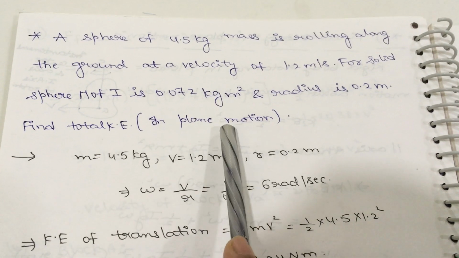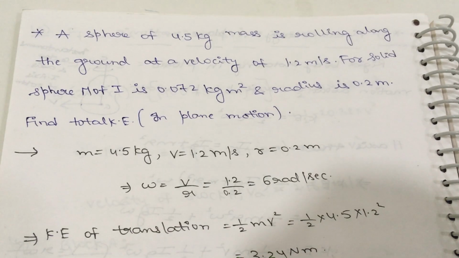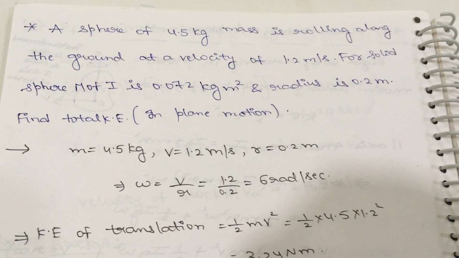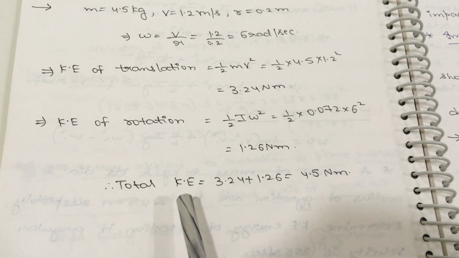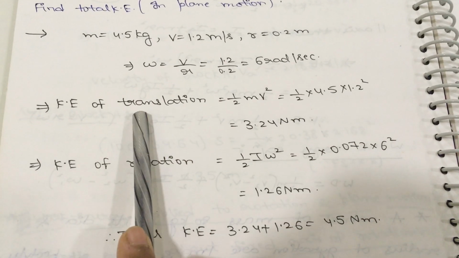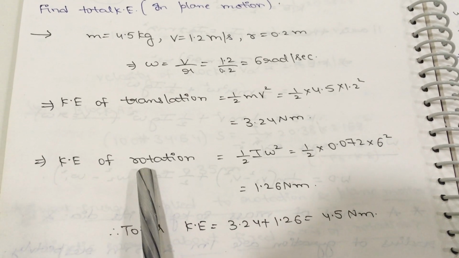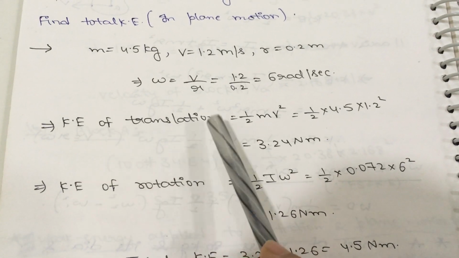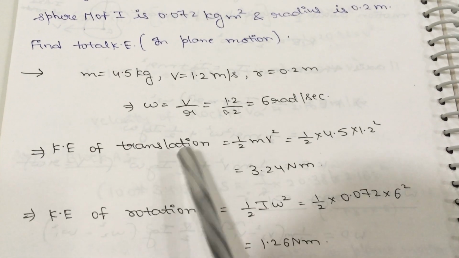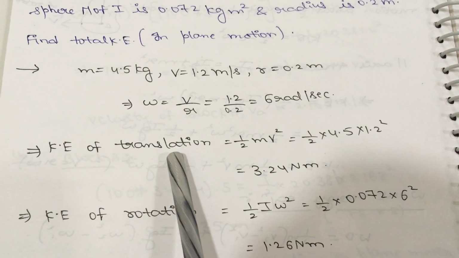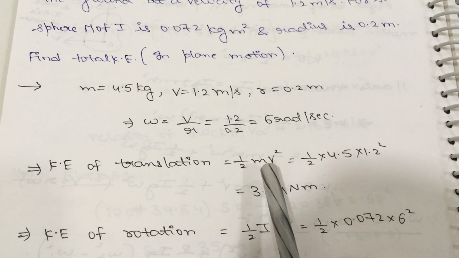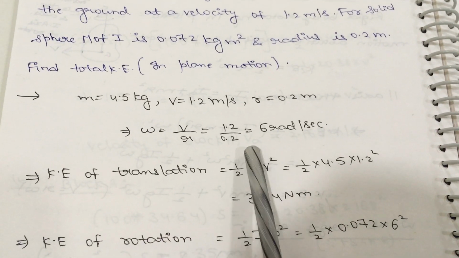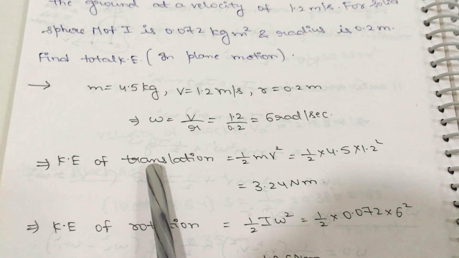Total kinetic energy in the plane motion is nothing but summation of kinetic energy in terms of the translation motion and rotational motion. So you will get the formula as total kinetic energy is equal to kinetic energy in the translation motion plus kinetic energy in the rotational motion. So we need to calculate kinetic energy in the translation motion as well as rotational motion. Now what is the formula for the kinetic energy in the translation motion? Half into m into v square. Mass value is given in the question, velocity value is given in the question. So substitute all the values in this formula, you will get the kinetic energy in the translation motion.